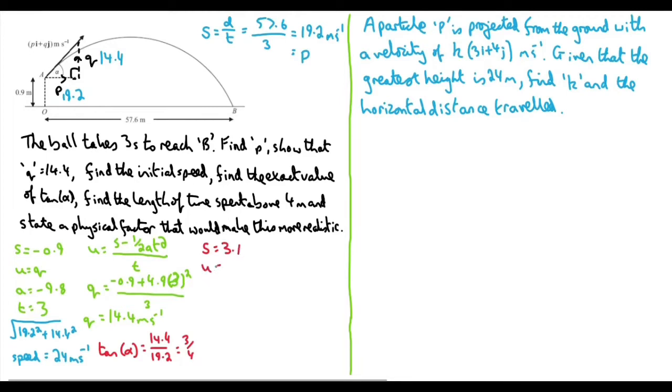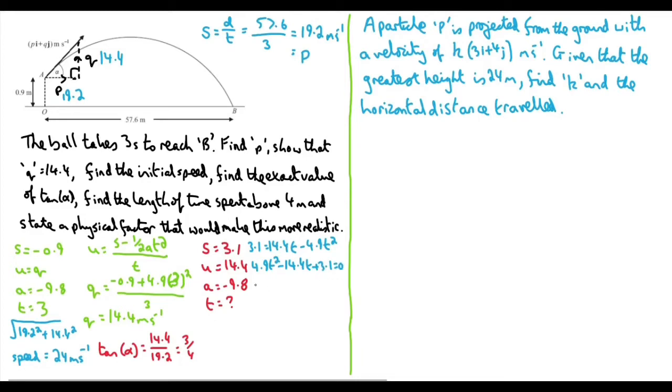Now our U, the initial vertical velocity, again just the vertical, we already know is going to be 14.4. We don't know what the V is going to be, but A will be minus 9.8 because we're decelerating downwards under gravity, and we're trying to find time. So plugging this into an s equals ut plus half at squared again, you end up with 3.1 equals 14.4t, and then minus 4.9t squared. Move this all onto the same side: 4.9t squared minus 14.4t plus 3.1 equals 0.